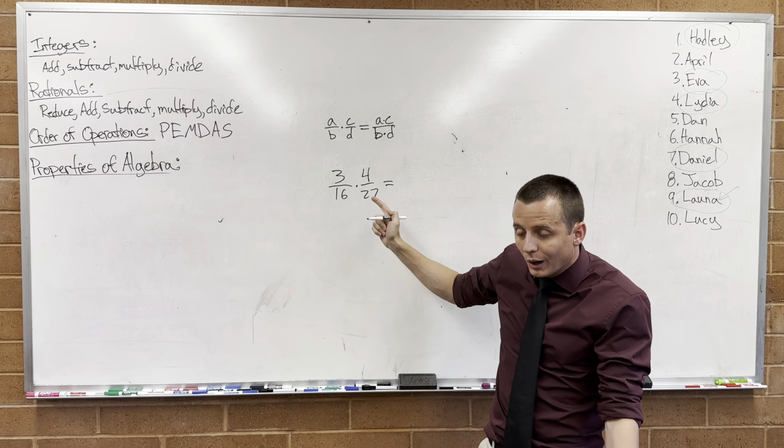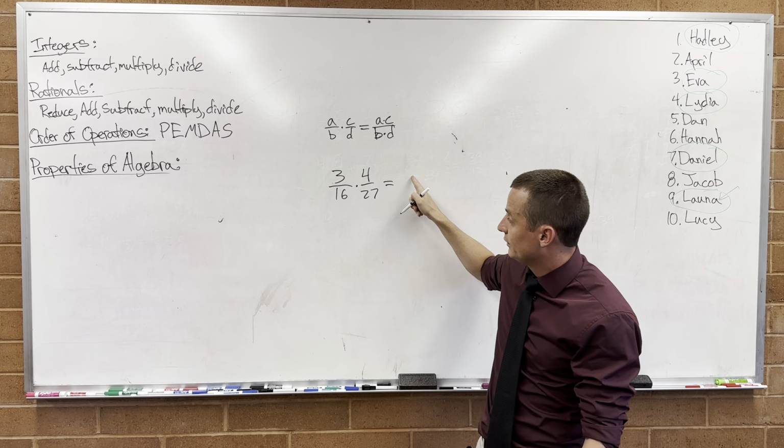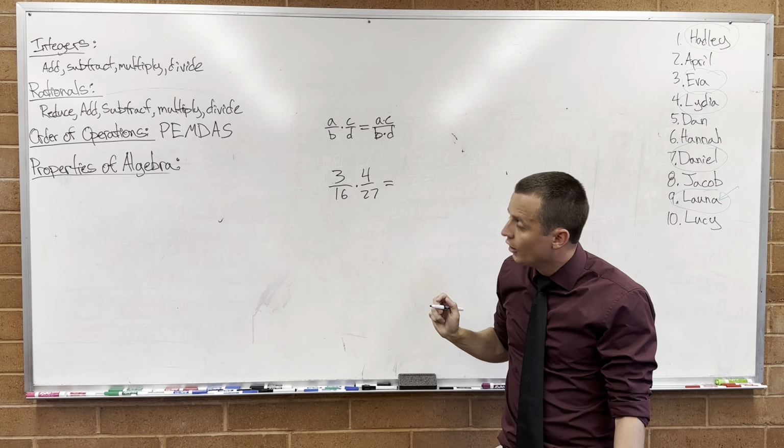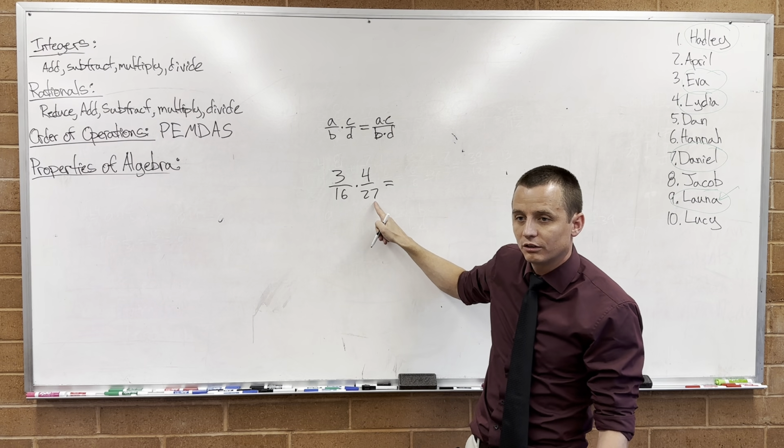All right, so one way you could do that is you could do 3 times 4, put it there. You could do 16 times 27, put it there, and give yourself a headache. Or we can cancel out. We can do what we call cross-canceling. I can cancel a 4 out with a 4 here and a 3 out, this 3 out with a 3 in here.